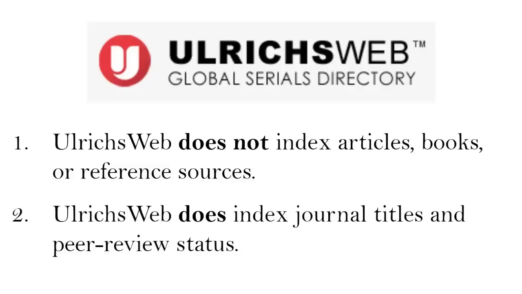Instead, Ulrich's Web is a database that just gives you information about journals, such as the publisher, when the journal started, if the journal is in English or another language, and more. Ulrich's Web will also indicate whether or not a journal is peer-reviewed.